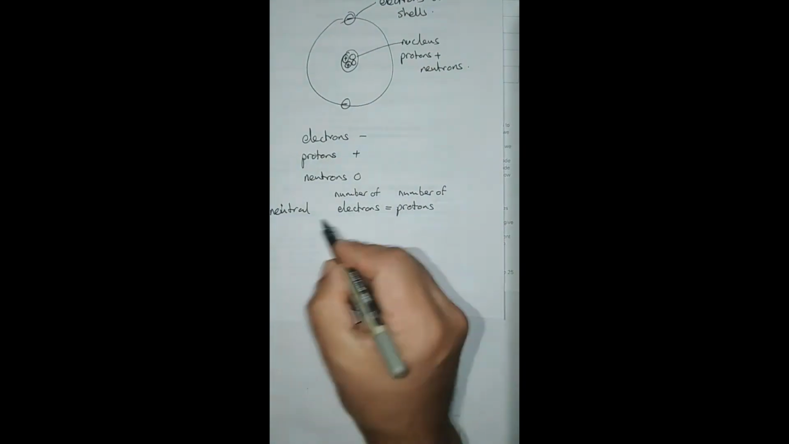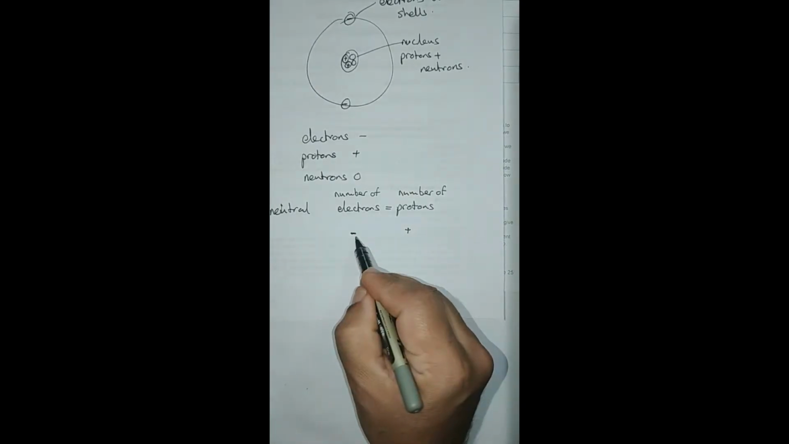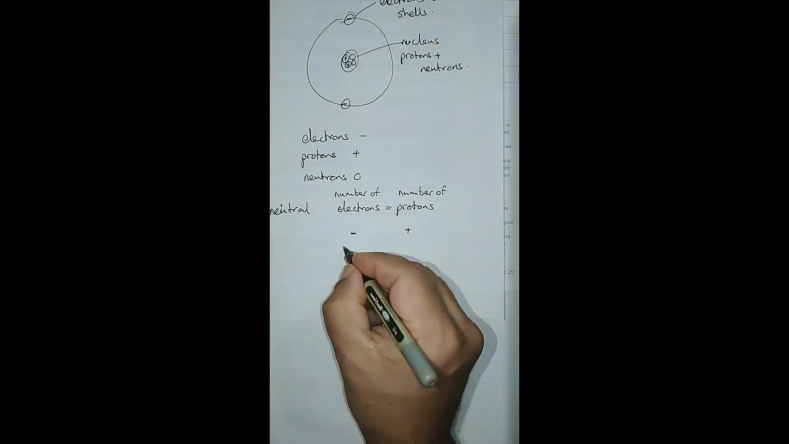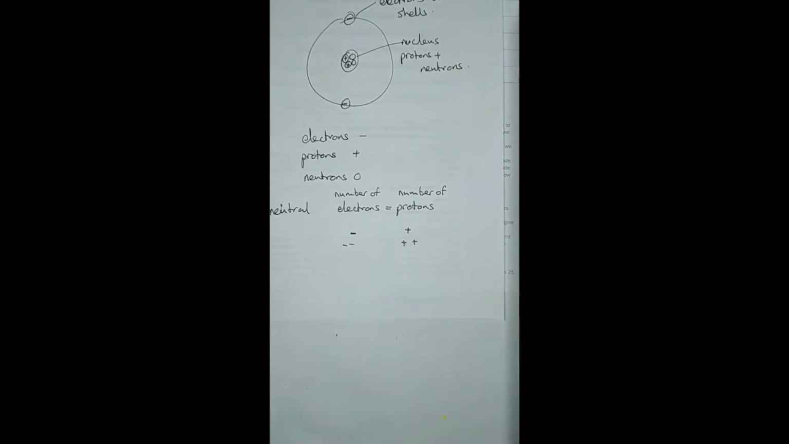So if we have one electron, we must have 1 proton. The charges cancel each other out. If we have 2 electrons, we should have 2 protons. They cancel each other out.